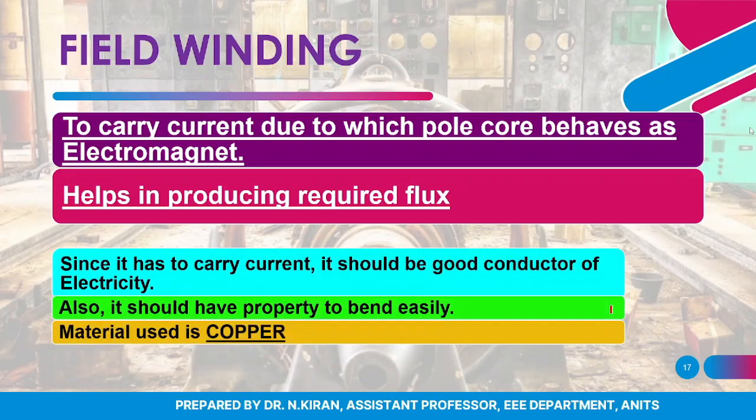Since we need to wound this field winding around the pole, it should have the good property to bend easily. And since it needs to carry the current, it should also be a good conductor of electricity. Hence, the material used for field winding is copper.